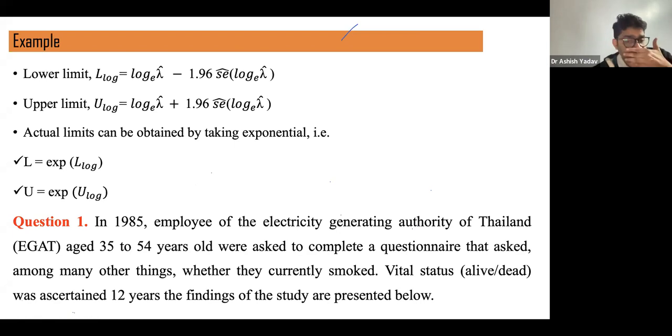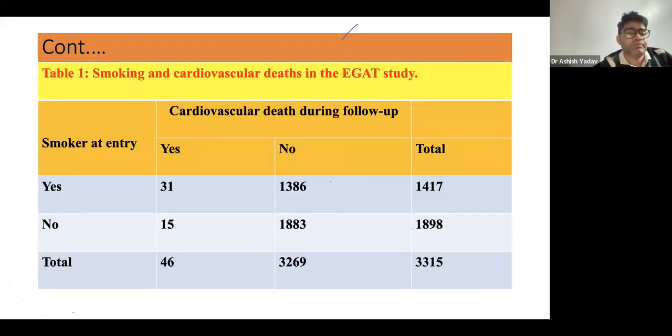A small example is there. In 1985, employees of the Electricity Generating Authority of Thailand in the age group of 35 to 54 years old were asked to complete a questionnaire that asked, among many other things, whether they currently smoked or not. Vital status, alive or dead, was ascertained 12 years later. The findings of the study are presented below. So this is the finding of the study.